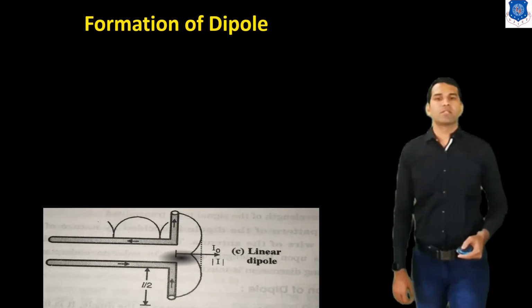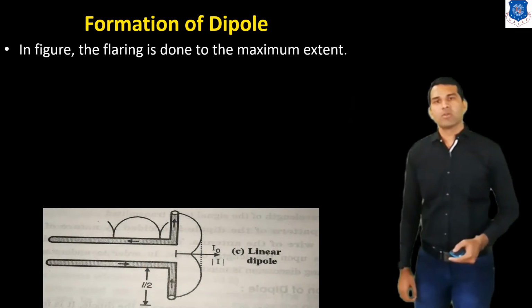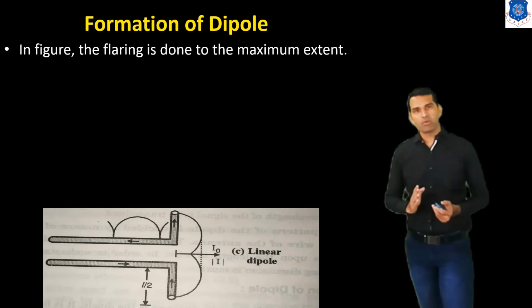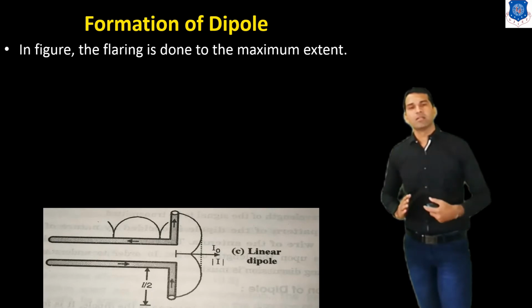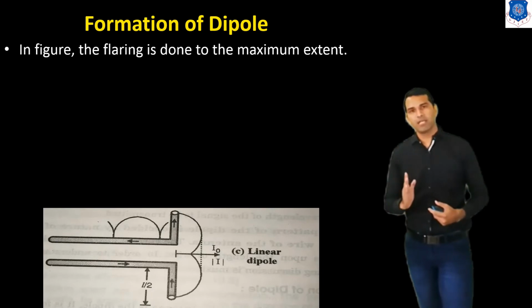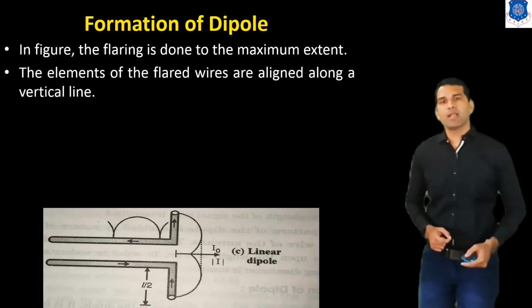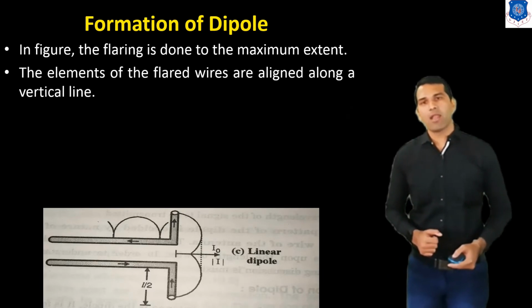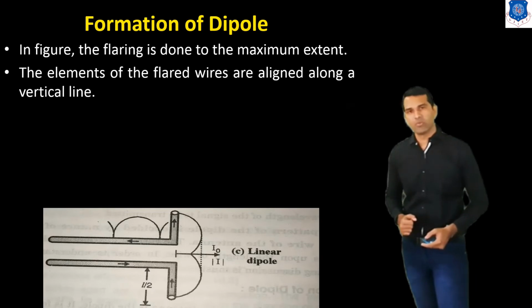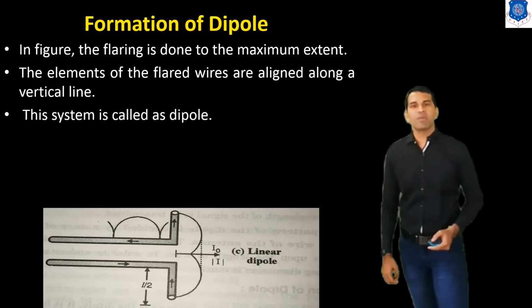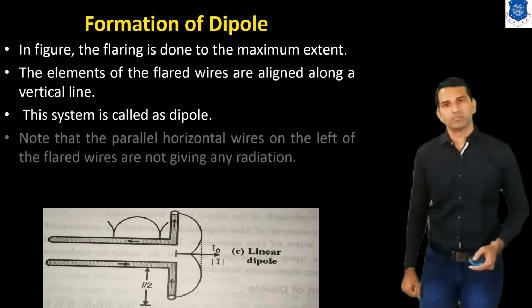Now we consider the third case. In the figure, the flaring is done to the maximum extent. That means here we have given the maximum flaring, a 90-degree flaring. The elements of the flared wire are aligned along a vertical line. We can see here the flaring is a vertical line. This system is called the dipole.